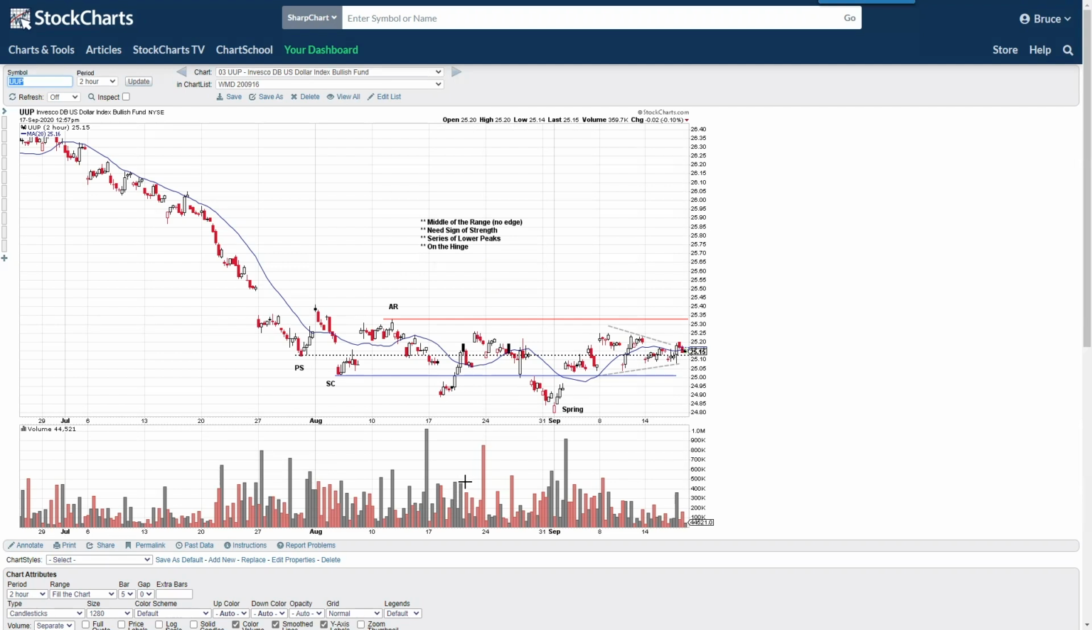Pretty good volume comes in here, and a gap in the upward direction. Now there is another decline, which we're going to call a spring, which clears out these two key prior lows, and then it comes right back up in.